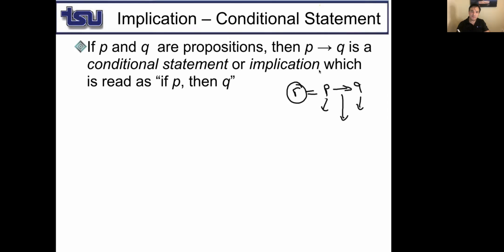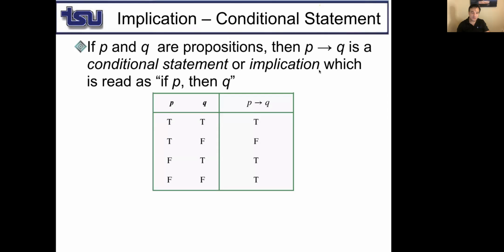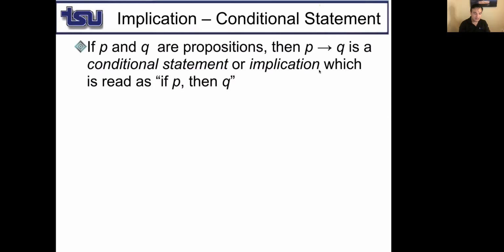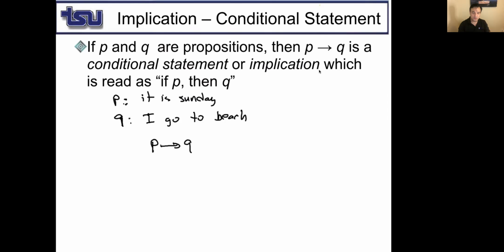So what does it say? If P is true, then Q. That means P implies Q, okay? This is a little tricky, and here is the truth table. What does that mean, actually? Let me discuss with an example. Assume that P is "it is Sunday." Q is "I go to the beach." So P implies Q means if it is Sunday, then I go to the beach.